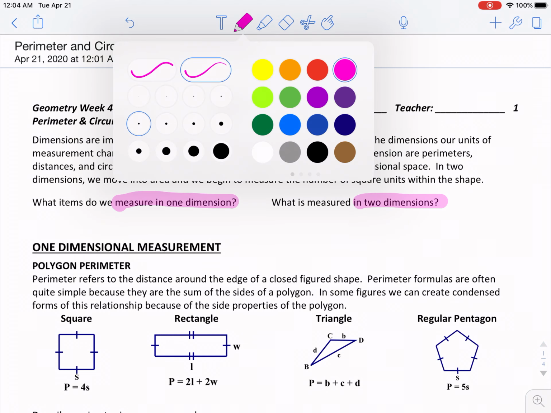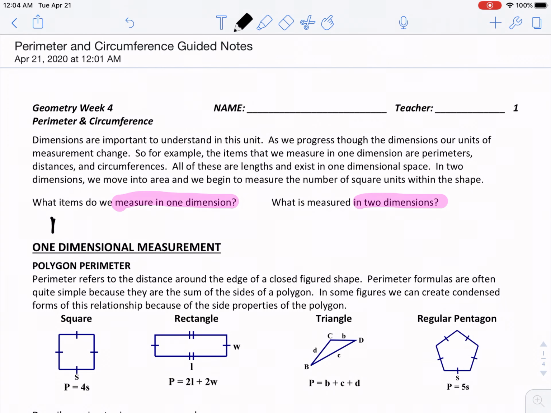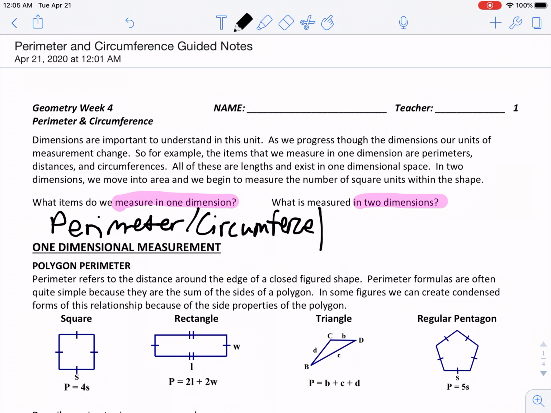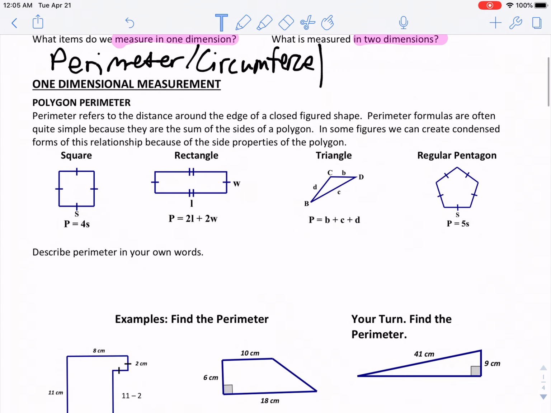What we're talking about today with perimeter and circumference, both of those go here. We're not going to worry about two dimensions today. However, you might want to go look or think about what that concept might be. Now, first we have perimeter.